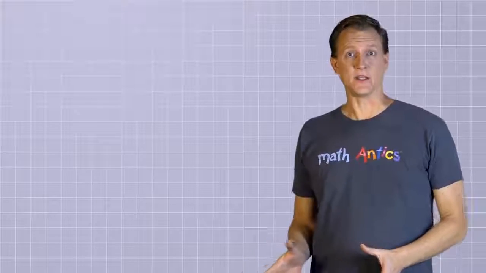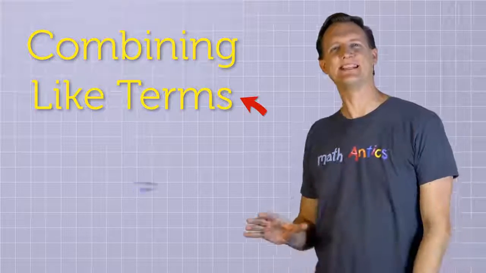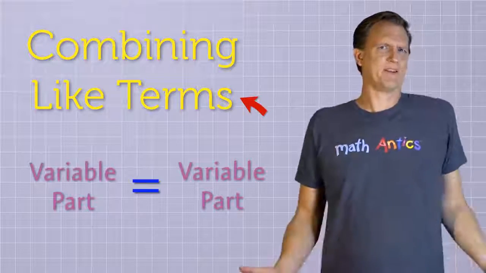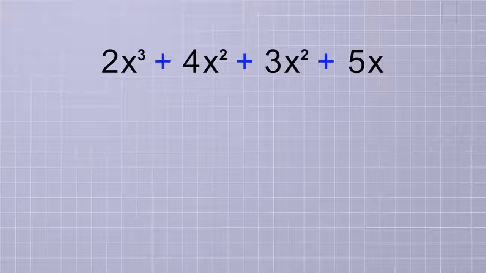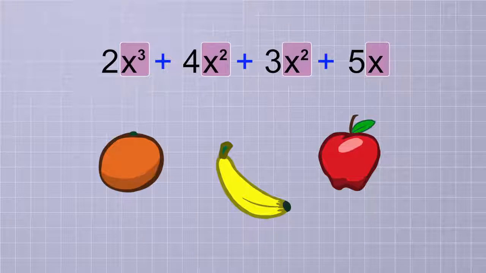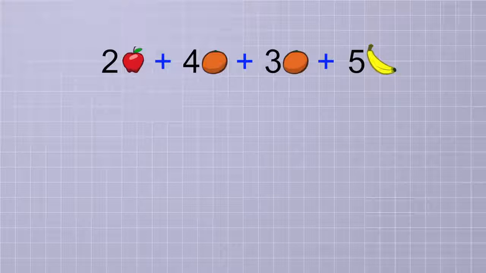What we just did there is called combining like terms. Like terms are terms that have exactly the same variable part. But why can we combine them? Well, to understand that, I like to pretend that the variable parts of a polynomial's terms are fruit. Yes, you heard me, fruit. For example, have a look at this polynomial. But let's substitute a different kind of fruit for each different variable part. Let's change x cubed to apples, x squared to oranges, and just plain x to bananas.